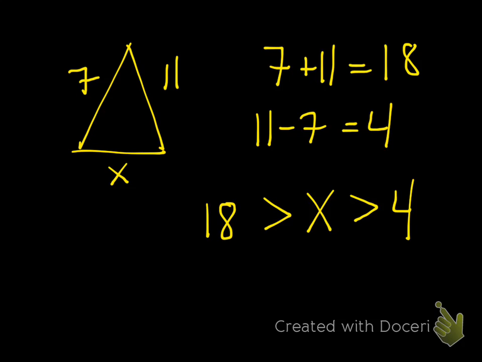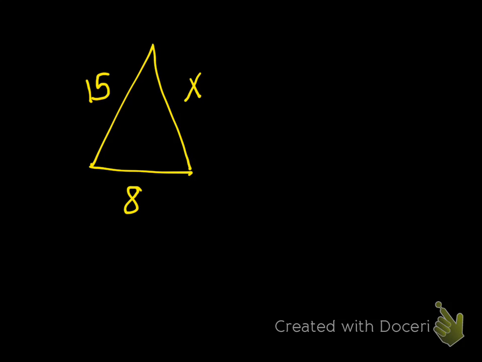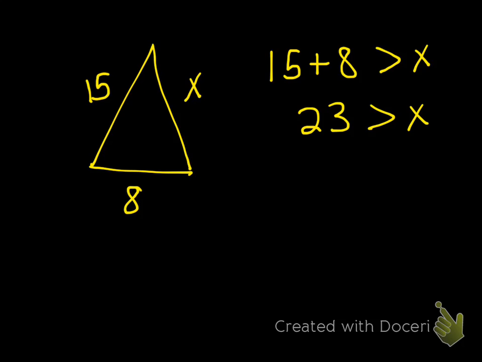Alright, let's try the next one. So this one said it has a triangle. Okay, so there's my triangle. It has the side lengths of 15, 8, and x. You want to know what the range is. So you know that 15 plus 8 has to be greater than x. So 15 plus 8 is 23. So x has to be less than 23.